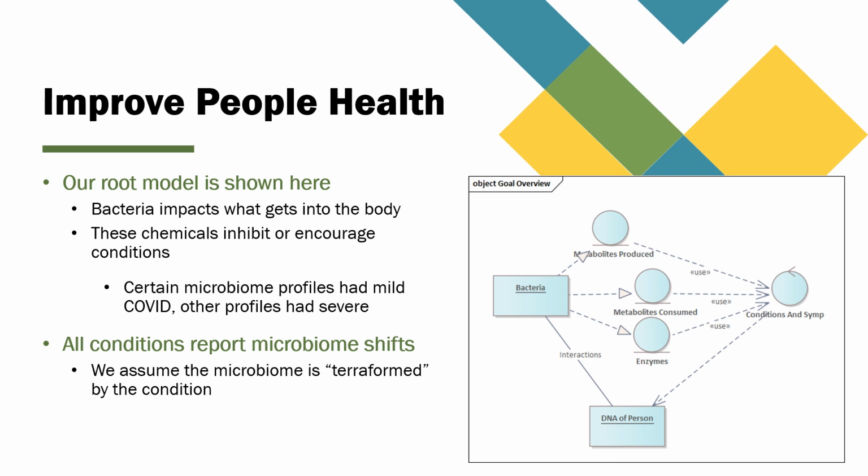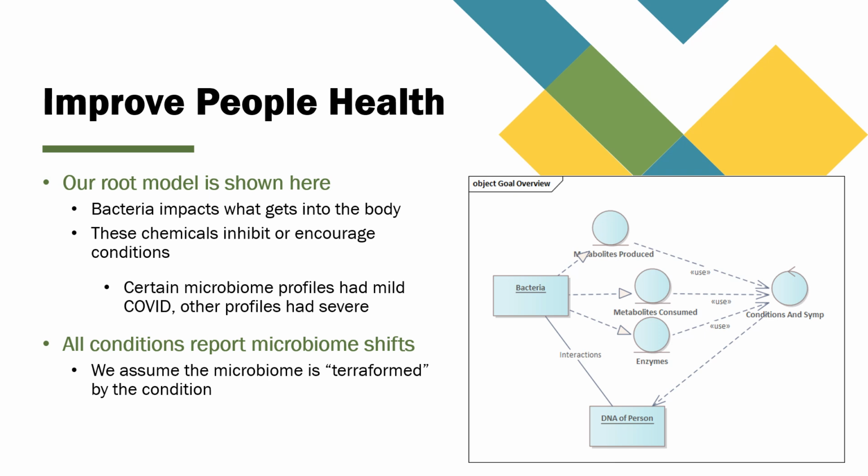Our root model is, as I showed, pretty simple. Bacteria impacts what gets to the body. Chemicals inhibit or encourage conditions. If a chemical is being starved, the body will alter its behavior and its interaction to cope. For example, a classic thing is in World War II, when there was a petroleum shortage, people actually started adapting cars to run on coal or cooking oil or other things.